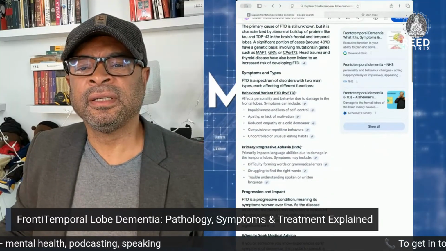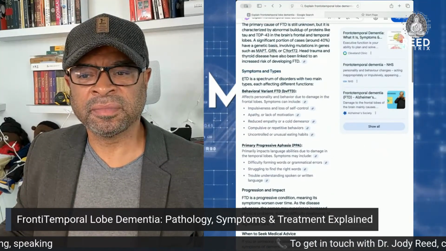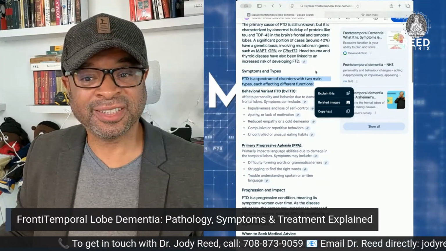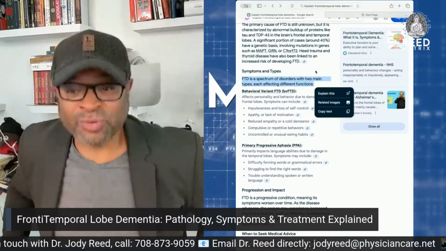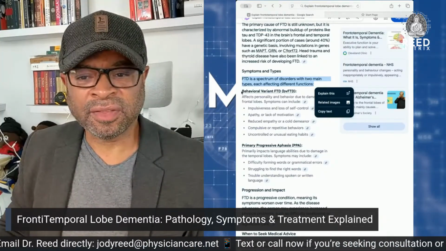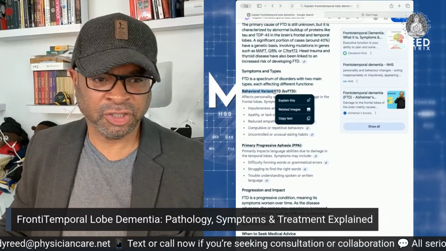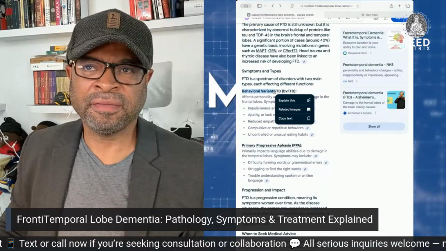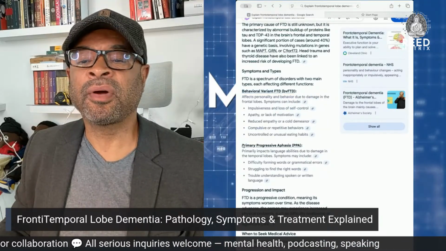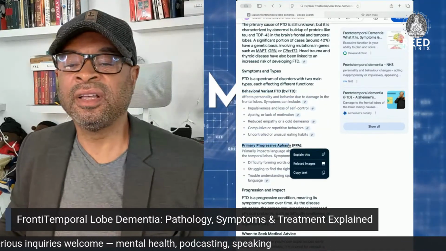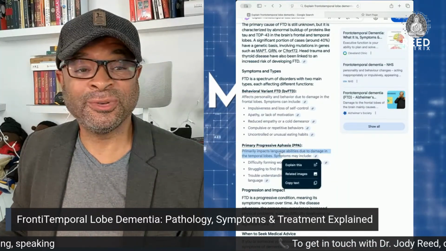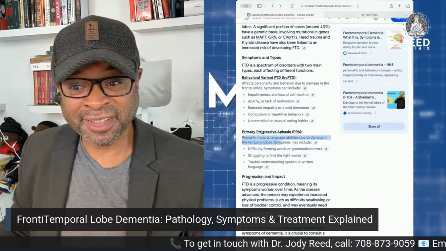Symptom types. FTD is a spectrum of disorders with two main types affecting different functions. Yeah, it's a spectrum of disorders. I mean, you have to get prepared for this. Okay, the behavioral issues connected with it, because you have the frontal lobe impairment and the impulse control and things like that. You know, primary progressive aphasia, okay, primarily impacts language ability due to damage in the temporal lobes, right? So the communication issues, right?